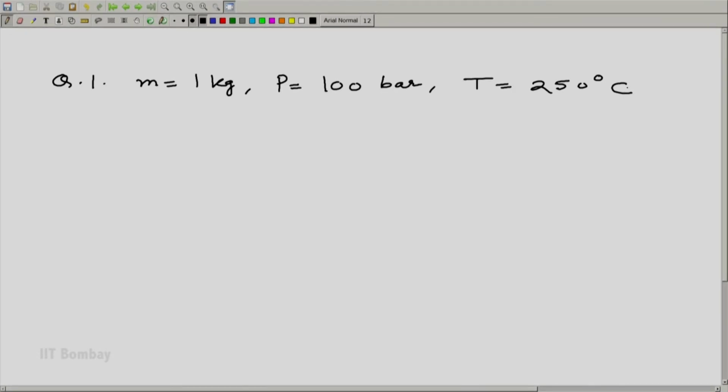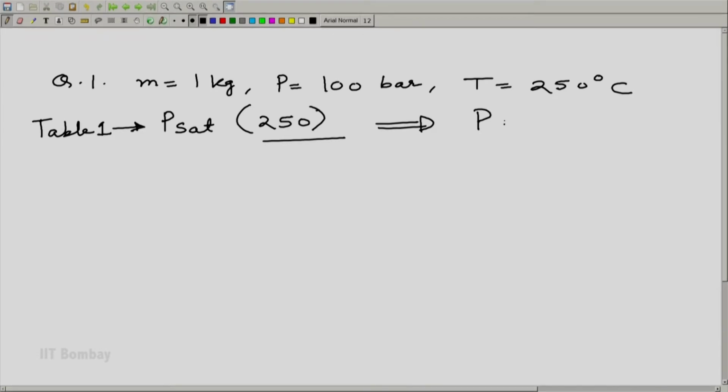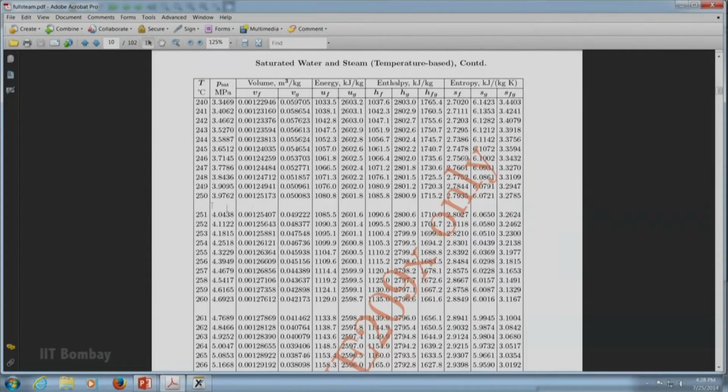Let us go to table 1 and let us see what the Psat value for 250 is, alright. So, let us refer to table 1 and find out the corresponding Psat value, and then we can compare that with P. So, let us go to the steam table, table 1, and let us see what Psat at 250 is. So, here we are, temperature is 250 degrees centigrade and the corresponding Psat is 3.9762, which is the Psat value, alright.